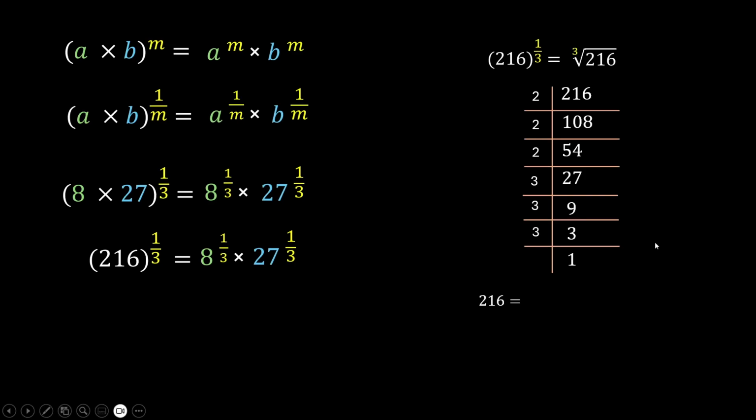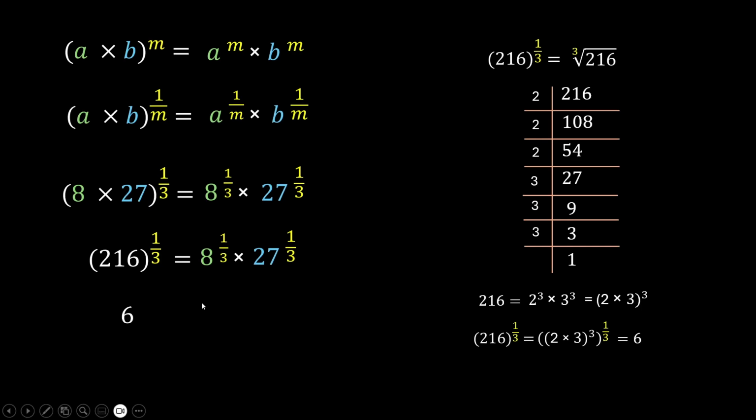So, 216 is equal to, there are 3 2's and 3 3's. So, 2 raised to power 3 into 3 raised to power 3. Now, as per this law, it would be equal to (2 into 3) raised to power 3. Since I need to find 216 raised to the power 1 by 3, we will have, on the right hand side, (2 into 3) raised to power 3 raised to the power 1 by 3. This 3 and 1 by 3 cancel out, which will give us 2 into 3, that is 6. Okay, so we have 6 on the left hand side.